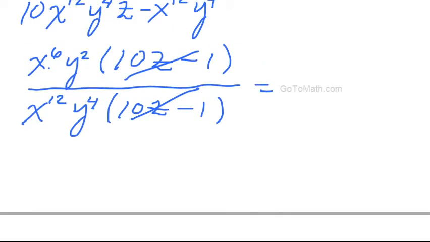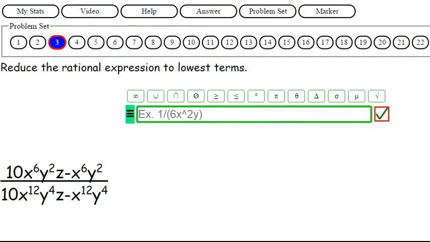So what are we left with here? We've got 6 x's in the numerator, 12 down here, so we're going to cancel all 6 out, and we will be left with 6 x's in the denominator. Y's, we got 2 y's up here. Looks like we're going to end up just with a 1, and then subtract out 2 y's down there. Alright, so we got 1 over x to the 6th, y squared.